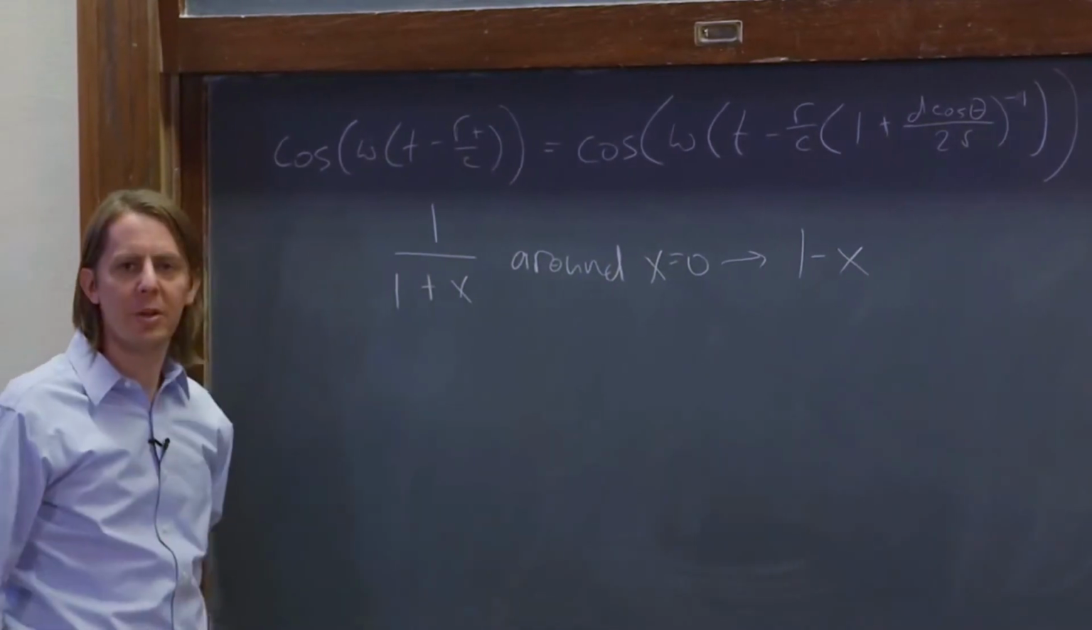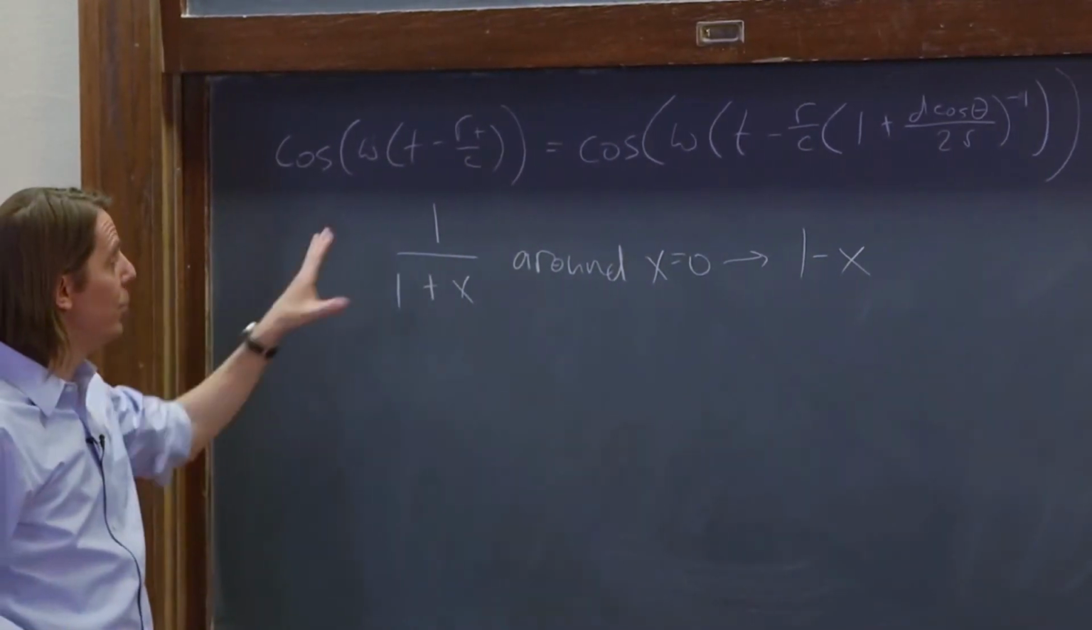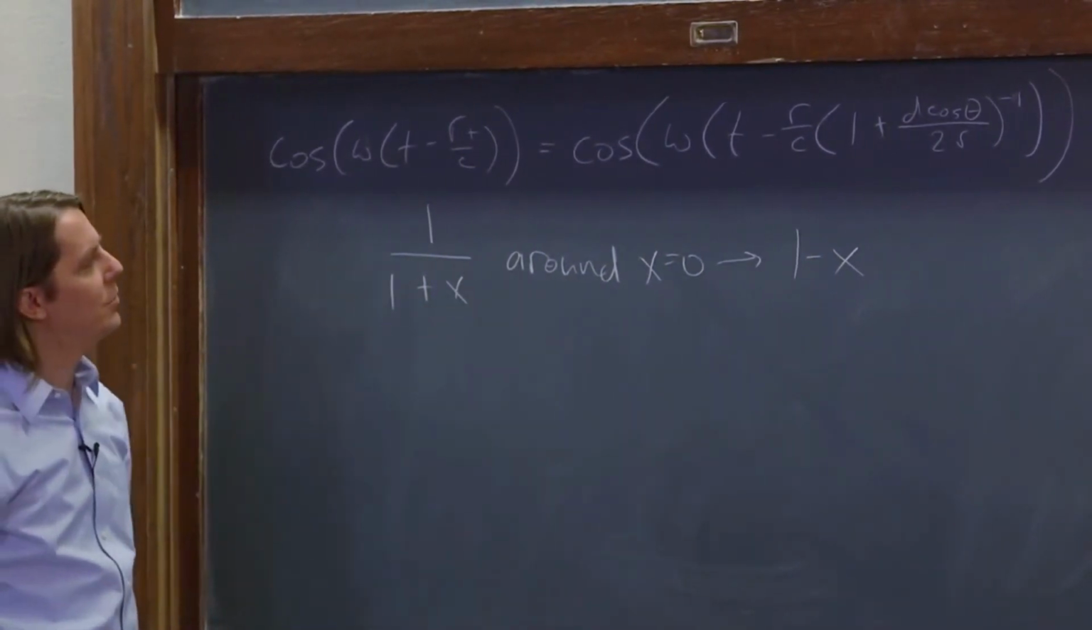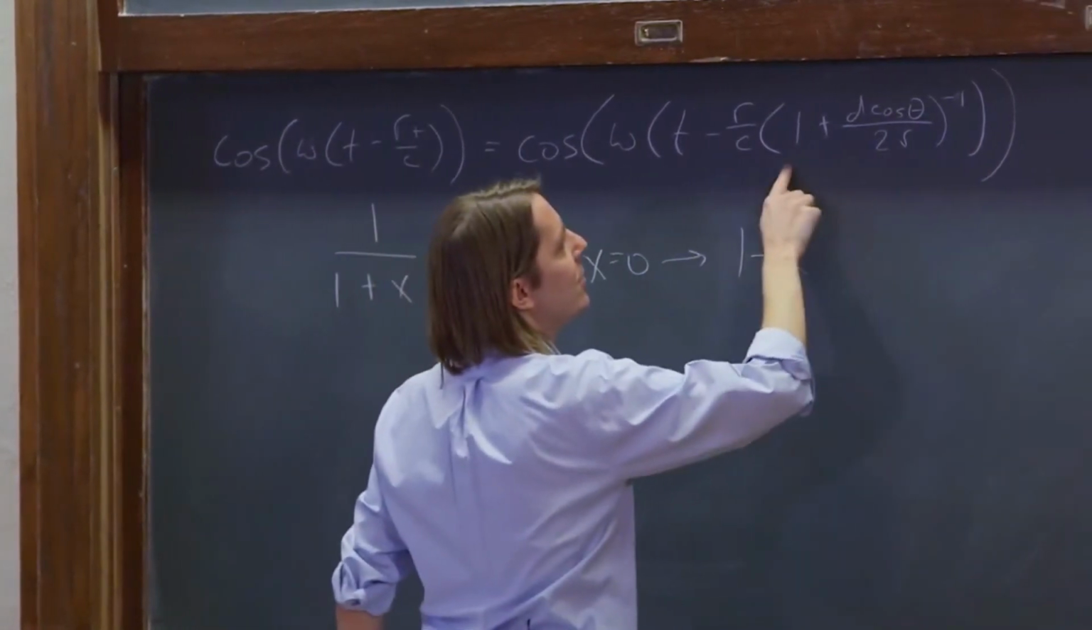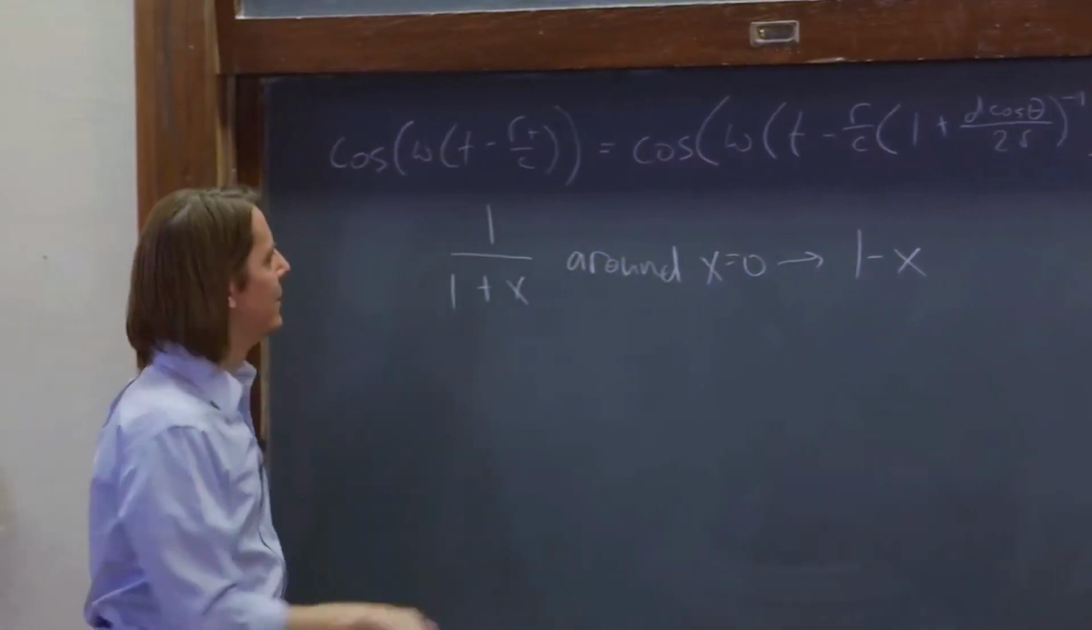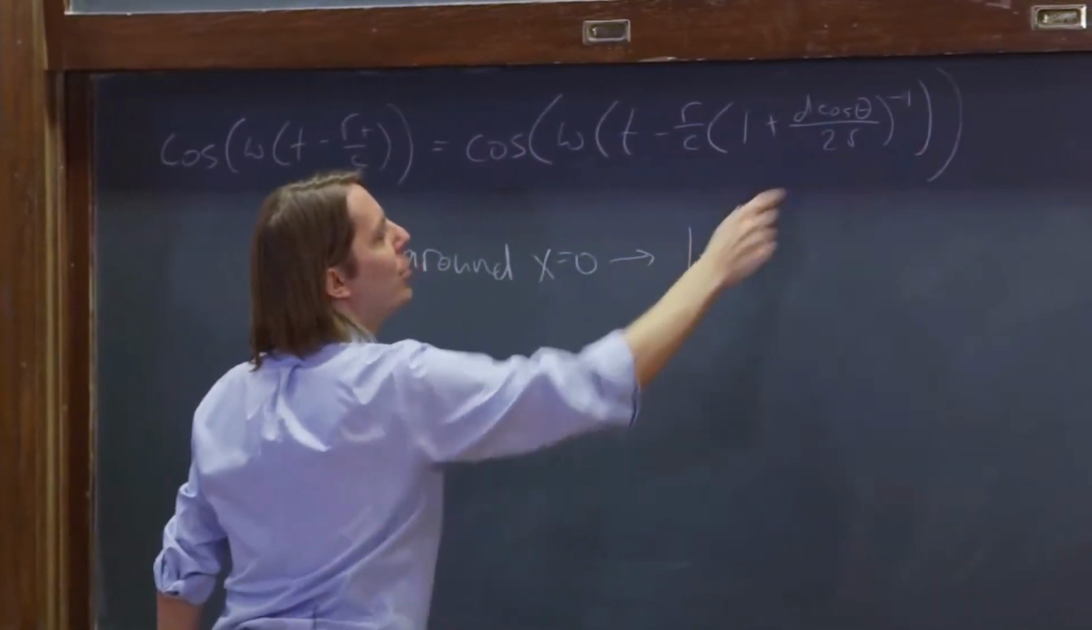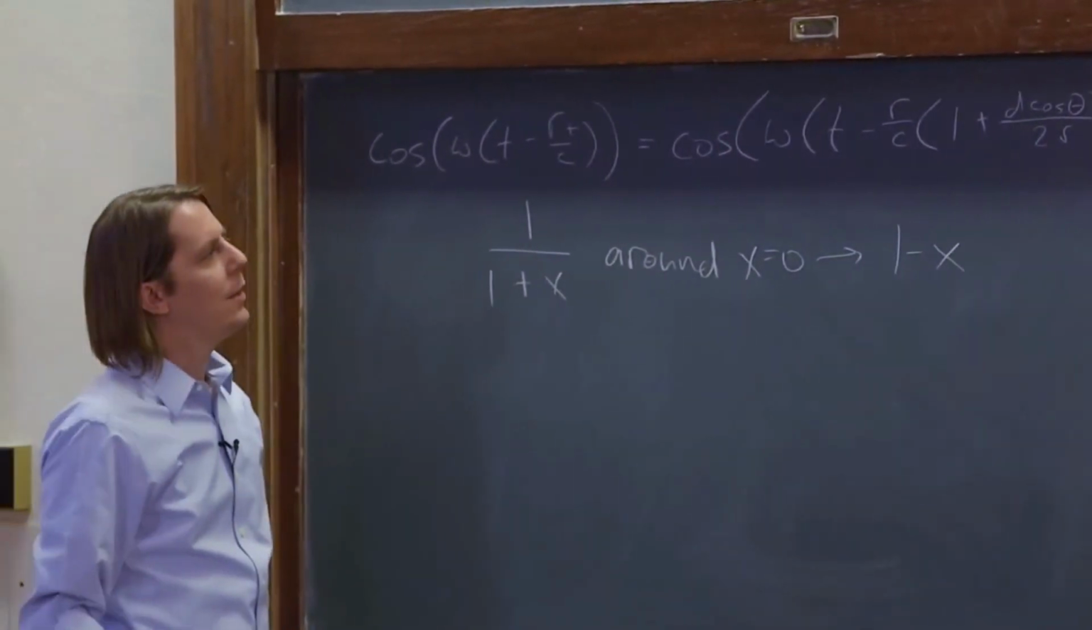You could do a Taylor expansion to prove it to yourself, but that's basically true. 1 over 1 plus x, if x is small, is about 1 minus x. And this is the place where that's happening. This is 1 over 1 plus something small. How do we know it's something small?